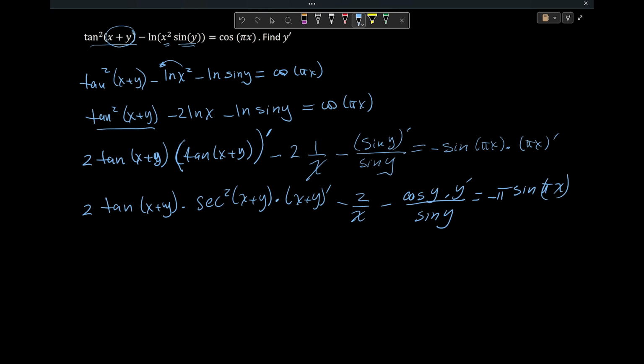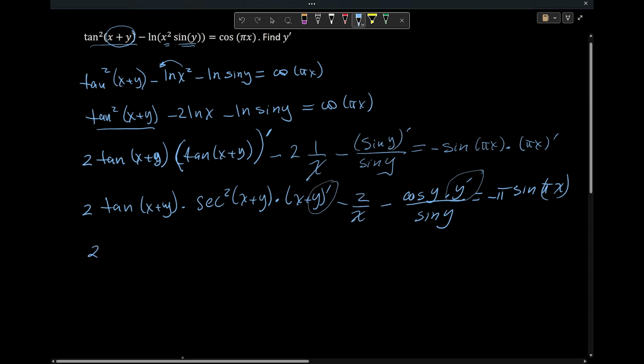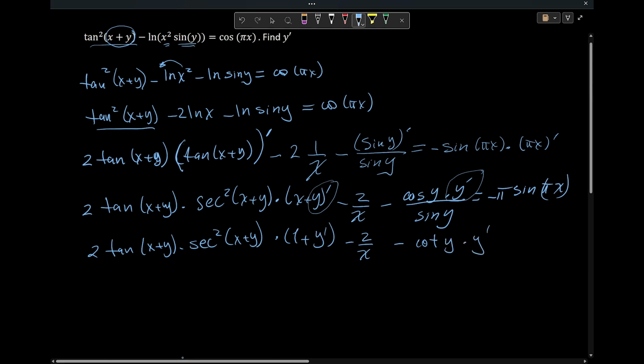All right. So we find a y prime first here, and then now we're going to get one from here. So let's continue taking derivatives here. It'll be 2 tangent of (x plus y) times the secant squared of (x plus y) times the derivative of (x plus y). The derivative of x is 1. The derivative of y is y prime. Here's the negative 2 over x. Here's the negative cosine over sine, which is cotangent of y, times y prime, equal to negative pi sine pi x.